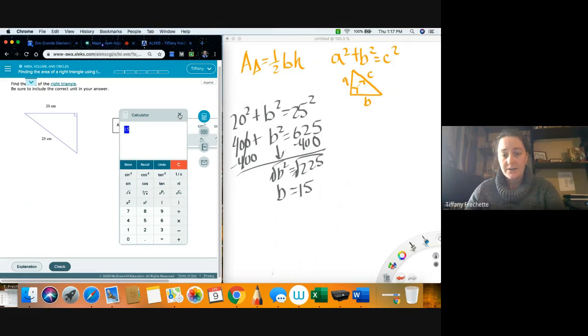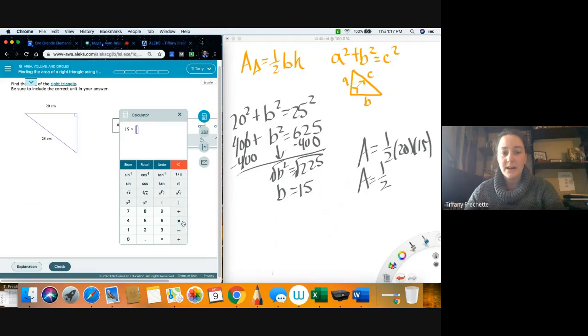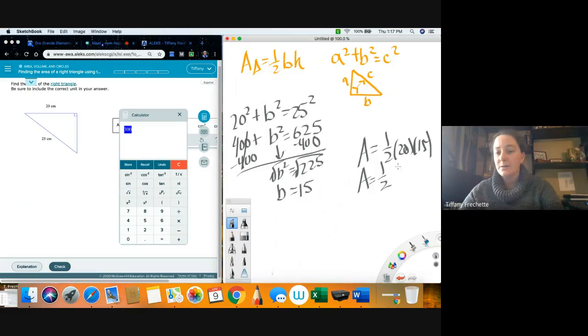All right, so we still need to plug in this length to our area formula. So remember, now we have 20. This length going down is 15. So we're just going to go area equals 1/2 times 20 times 15, like that. I already have 15 typed in here, so I'm going to hit times 20, and it'll just keep the 15 equals, so I know it's 300.